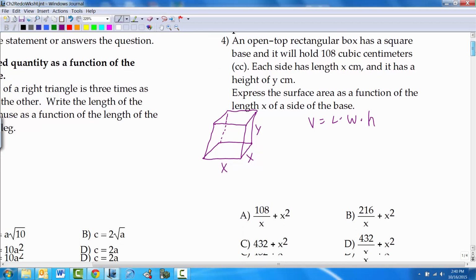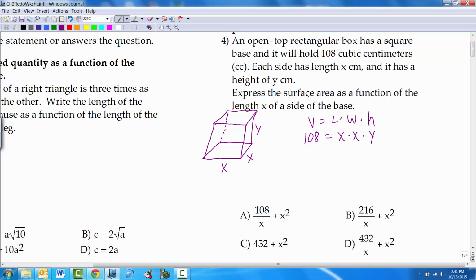Okay, but this one, open top regular, you can read. It will hold 108. Don't say "and," that means a decimal. And volume equals length times width times height, but each side has a length of x on the bottom or the base of the square, and then the height we'll call y.